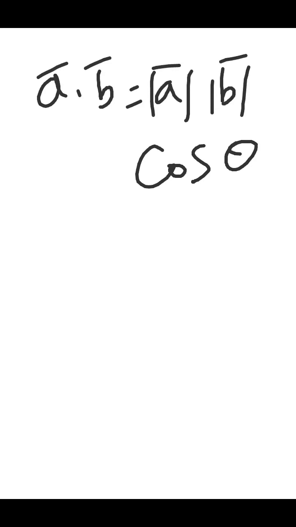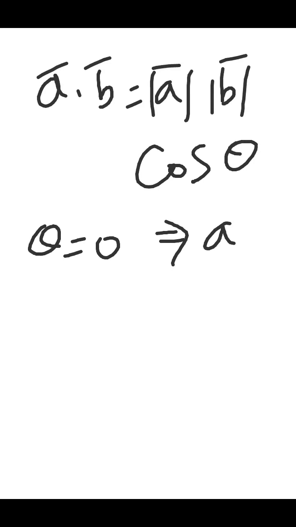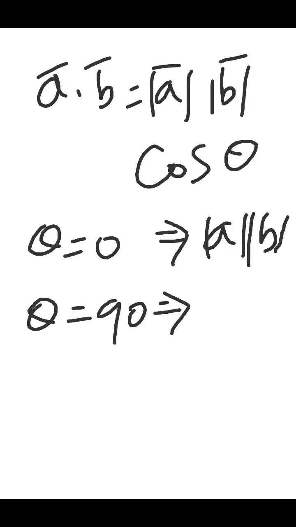Now what is theta? Theta is the angle between the vectors. If theta is 0, then this will give you the value of mod A times mod B, some value. If theta is 90 degrees, then it gives you 0. So what is the intuitive understanding here?